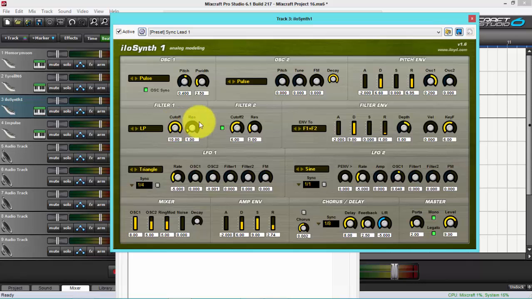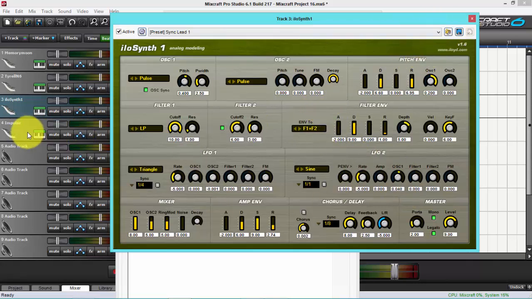And the second row is the filters. Then they also have a filter envelope. Third row is the LFO, the two LFOs that they have. And at the fourth, or the bottom, are the mixer, the amplifier envelope, the chorus, delay, and the master. So basically, this is iloSynth1.